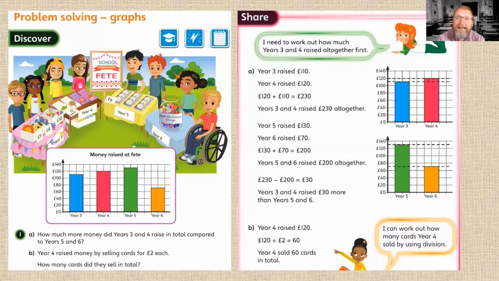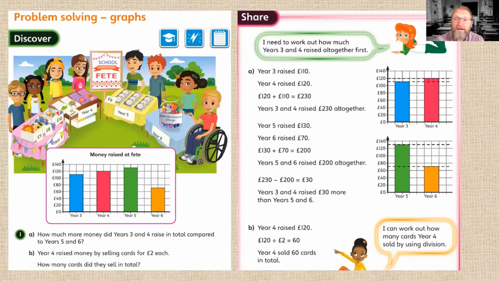How many cards did they sell in total? Time to share our answers. I need to work out how much years 3 and 4 raised all together first, so we need to have a look at the bar charts. Once again, we go up with year 3 and see how much they've raised. They've raised in between 100 and 120 pounds. What is that interval there? The interval is 20, so half of 20 is 10. So it's 110 pounds. Year 4, if we go up, then along, we can see they've raised 120 pounds. So 120 plus 110 is 230.